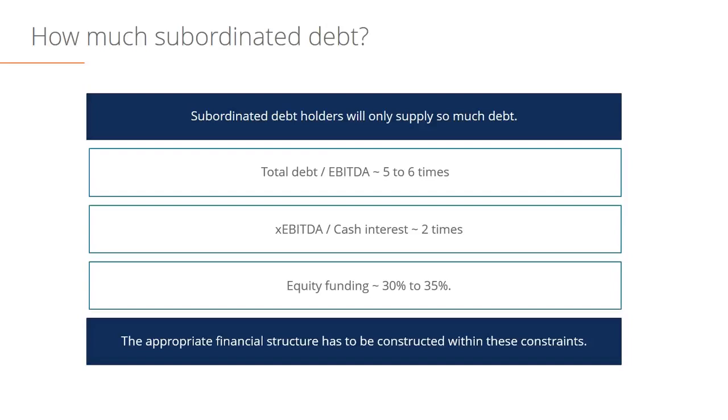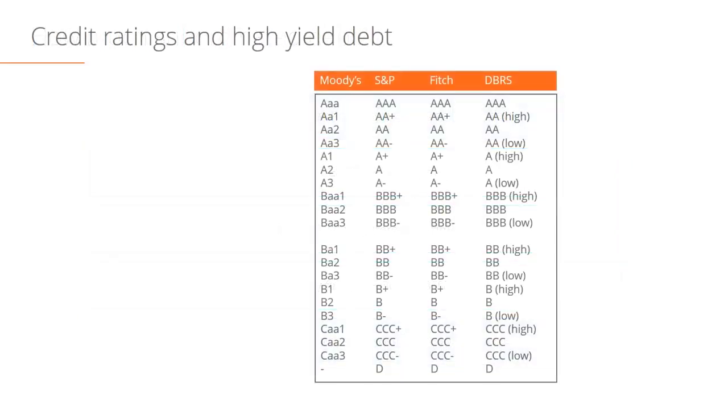Now let's take a closer look at high yield bonds at the top of the subordinated capital stack. It's important to point out that high-yield bonds are publicly traded securities. That means they can be traded between investors, whereas mezzanine finance is not tradable. So let's take a look here at high-yield bond credit ratings. As you'll see across the top, there are 4 main rating agencies.